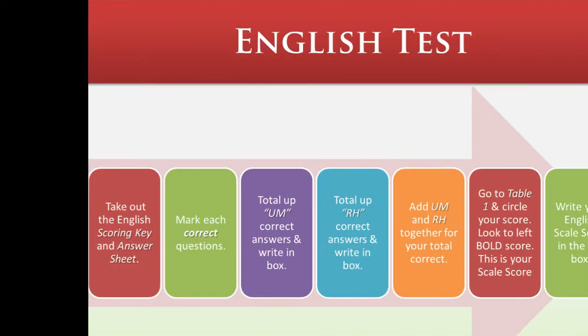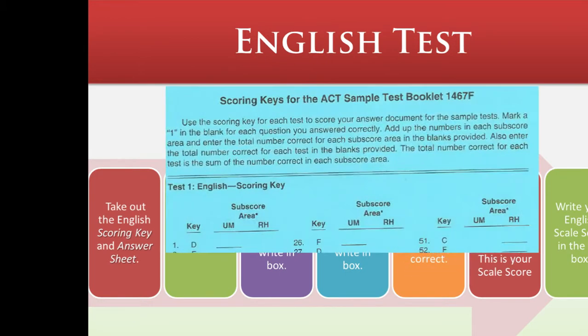First is the English test. On an ACT test, the English test is always given first. It is 75 questions in 45 minutes. To score this portion of the test, you're going to need to take out first your scoring key for the English test. It will look something like this.